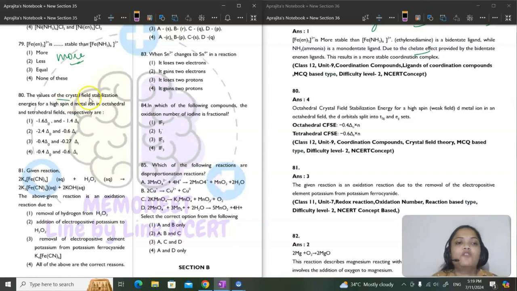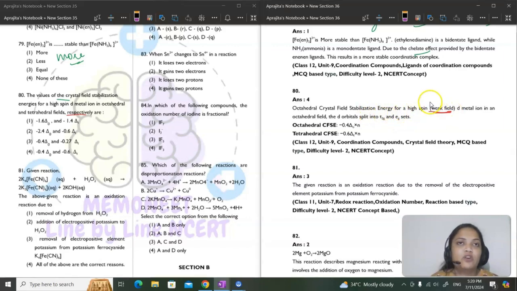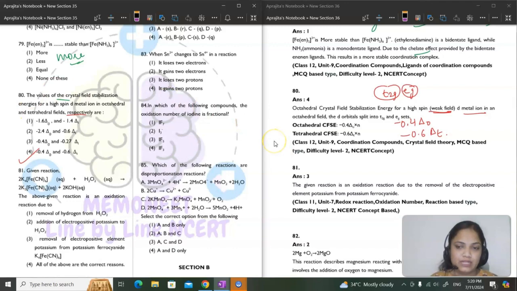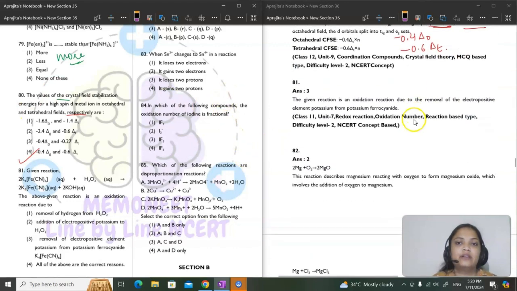Next, the values of crystal field stabilization energy for a high spin d metal ion in octahedral and tetrahedral fields are. High spin means a weak field complex will be there. In an octahedral field, the t2g and eg orbital splitting will happen. So for the octahedral field it is minus 0.4 delta naught, and for tetrahedral it is minus 0.6 delta t. Okay, so the answer is option 4. So this is the crystal field stabilization energy for your octahedral and tetrahedral compounds.